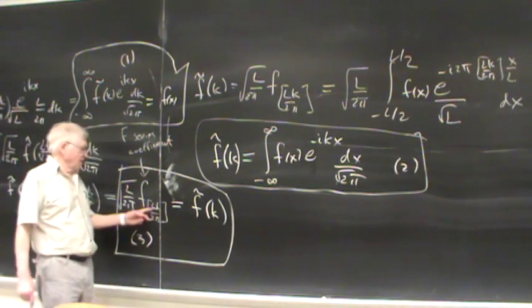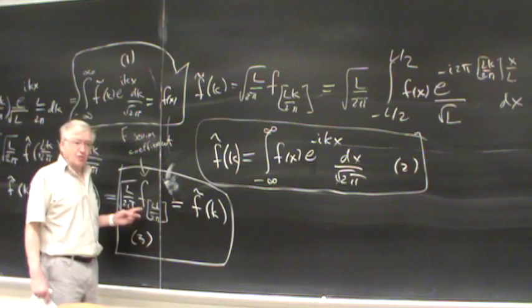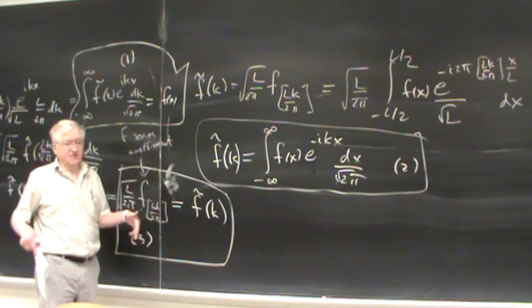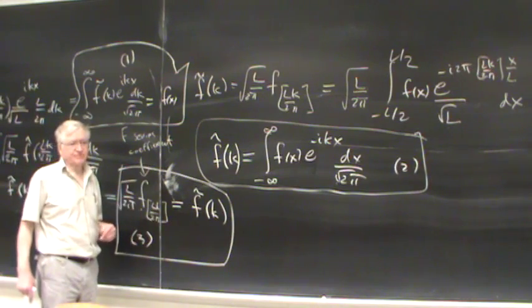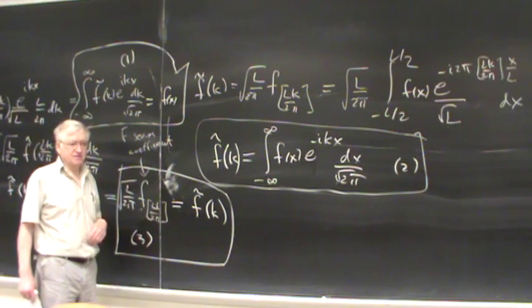Here, what is this? This is the Fourier series coefficient. So if you're doing the series, you have a finite interval. So L is finite. But that's a superb question.